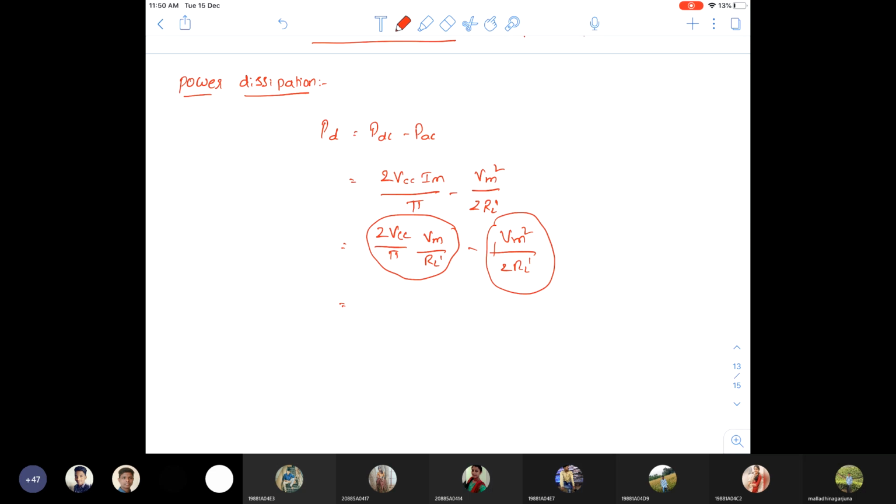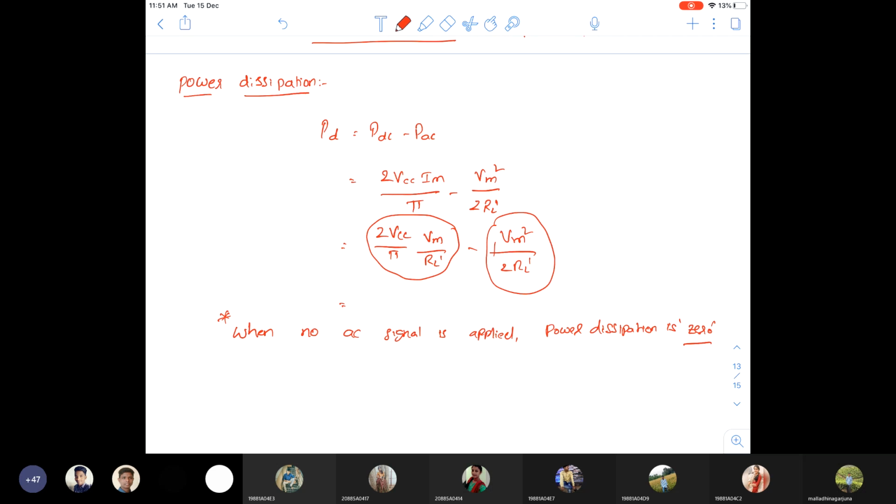But the advantage of this class B power amplifier is when no AC signal is applied, power dissipation is 0. This is advantage compared to the class A power amplifier. But class A power amplifier అంటే AC signal మీరు అప్లై చేయకపోయినా మీకు పవర్ డిసిపేషన్ అనేది PDC వస్తుంది. But in the class B power amplifier, when no AC signal is applied, power dissipation is 0.